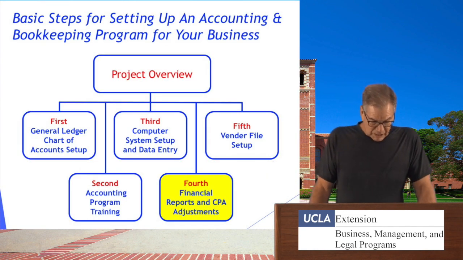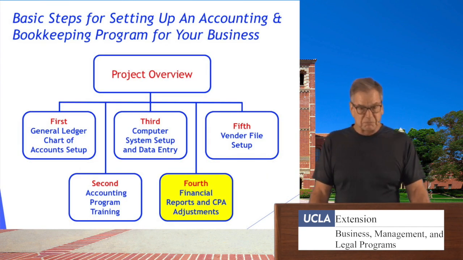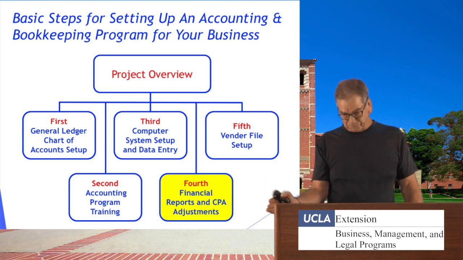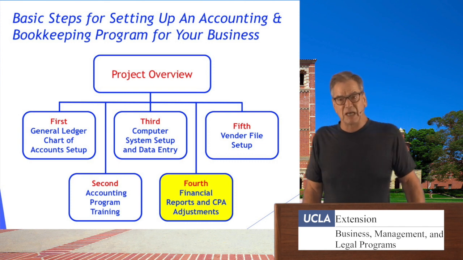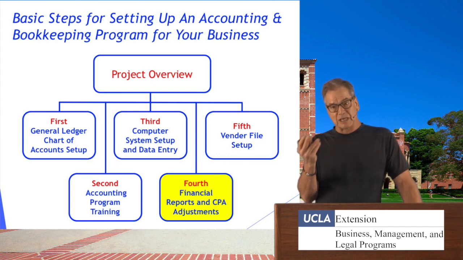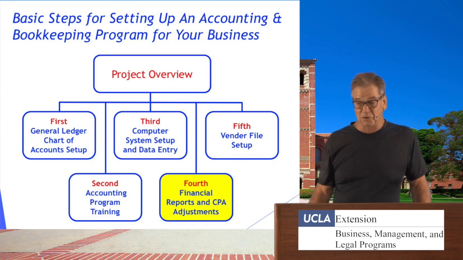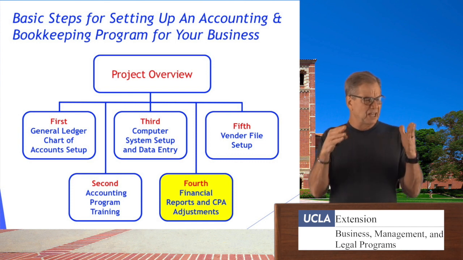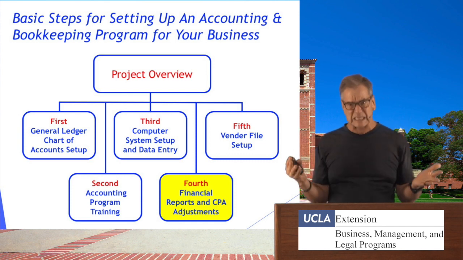The fourth step is financial reports and CPA adjustments. So after you get all this information in, you want to set up a meeting with a CPA or a bookkeeper to have them take a look. This is basically the trial balance kind of stuff before the fiscal year is over. Just to say, does the size of these numbers and the coding of these accounts make sense?